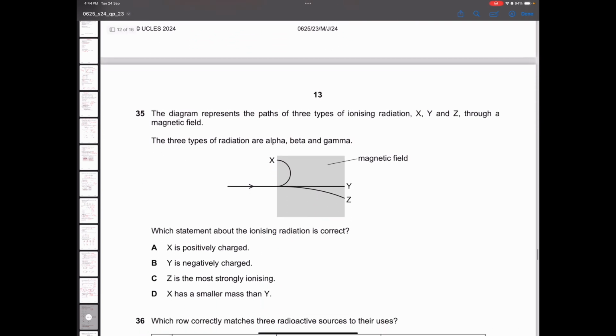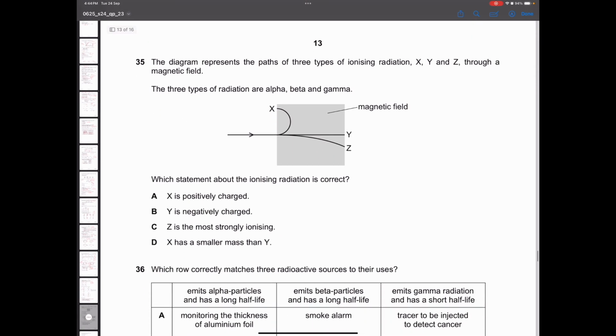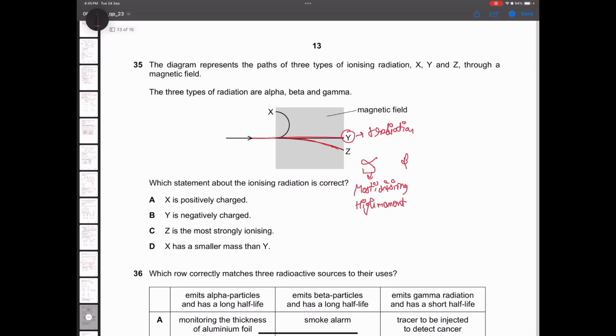Next question, the diagram represents the path of three radiations. We can clearly see here that Y is undeflected, so this must be gamma radiation. And out of alpha and beta radiation, we know that alpha is the most ionizing. It also has a high momentum because it has a high mass. So if high momentum is there, it will be difficult to stop alpha. So Z must be the alpha. It will definitely get deflected because it has charge, but it will get deflected less because it has high momentum.